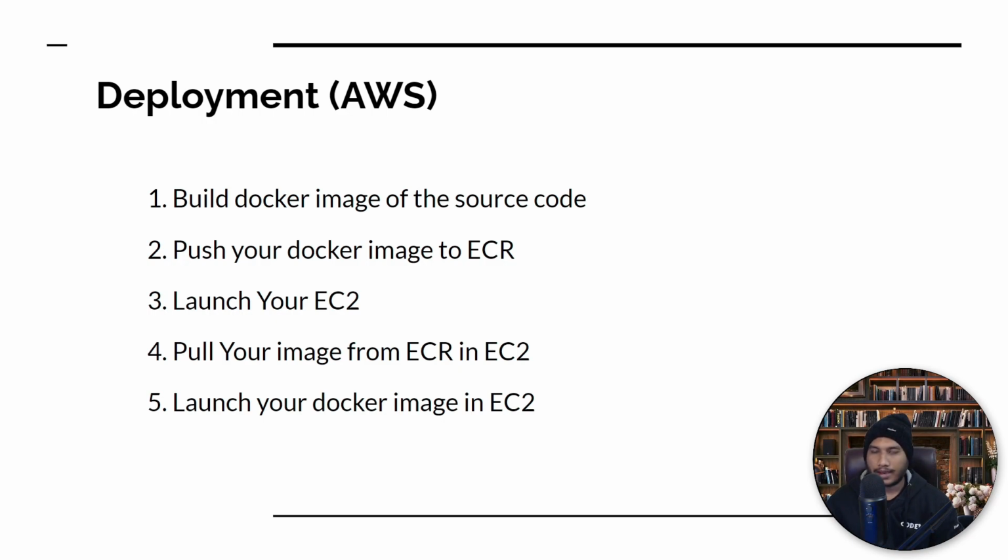And one thing I just want to tell you here: the CI/CD tool we'll be using is GitHub Actions. By using GitHub Actions we'll be doing continuous integration and continuous deployment. So whenever you push your code to GitHub, it will automatically get deployed to your AWS cloud. This kind of CI/CD pipeline we'll be implementing.